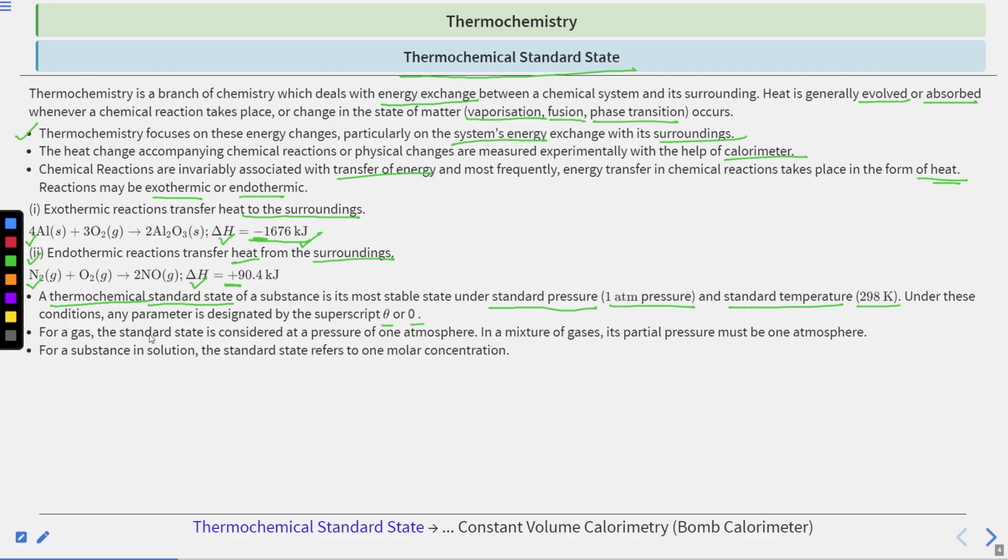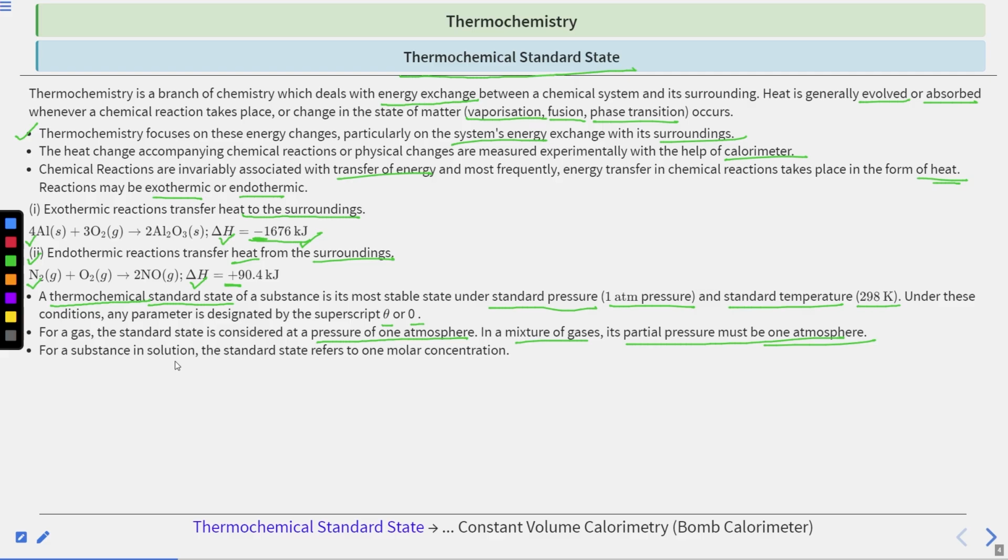So for a gas, the standard state is considered at a pressure of 1 atmosphere. In a mixture of gases, its partial pressure must be 1 atmosphere, right? So if we take the state of matter like gas, the standard state is considered at 1 atmospheric pressure. And if we are taking a mixture of gases, then every gas has its own pressure, so the partial pressure of every gas must be 1 atmosphere.